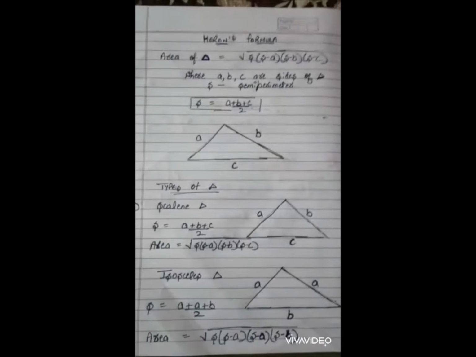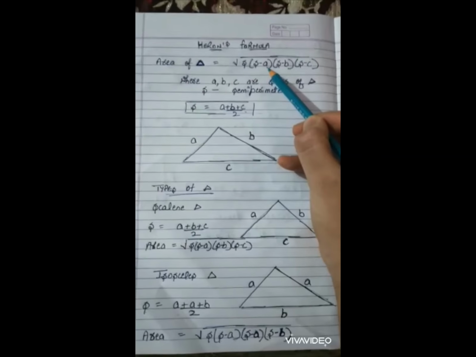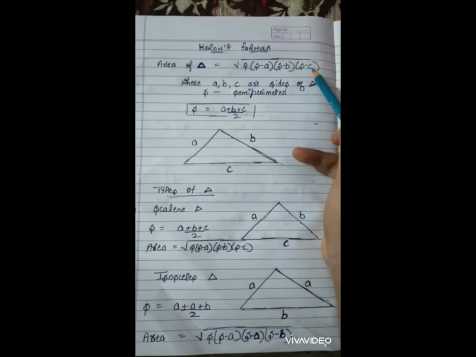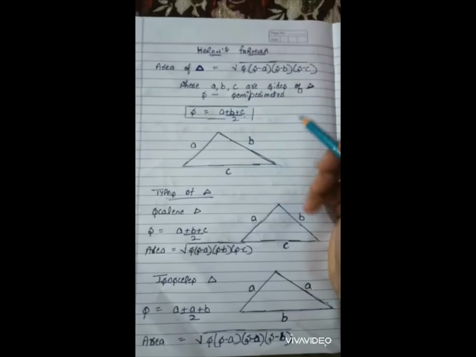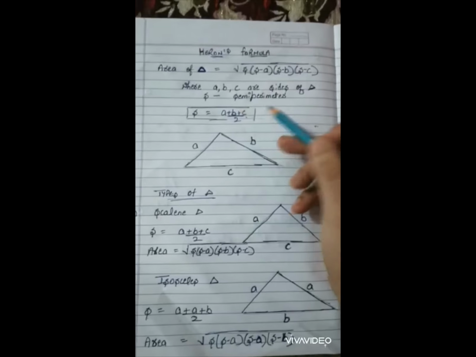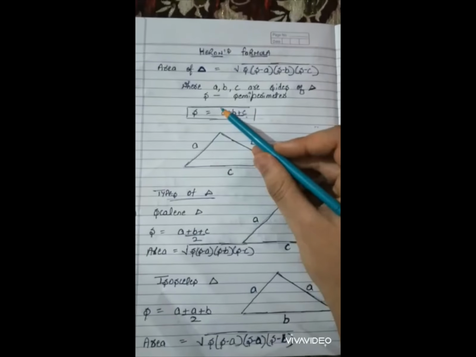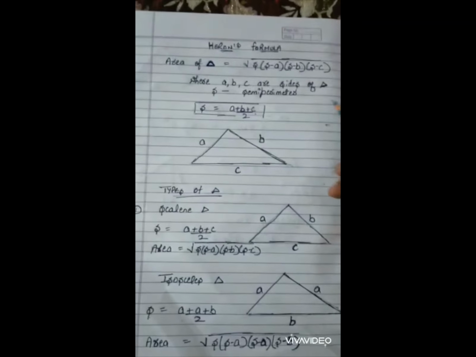According to Heron's formula, the area of a triangle is root under s into (s minus a), (s minus b), (s minus c), where a, b, c are the sides of the triangle. s represents the semi-perimeter. How to calculate s? s is equal to (a plus b plus c) by 2.